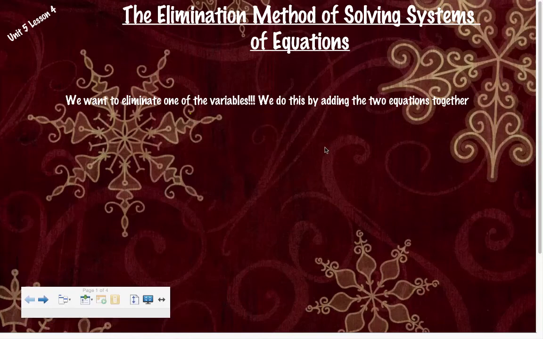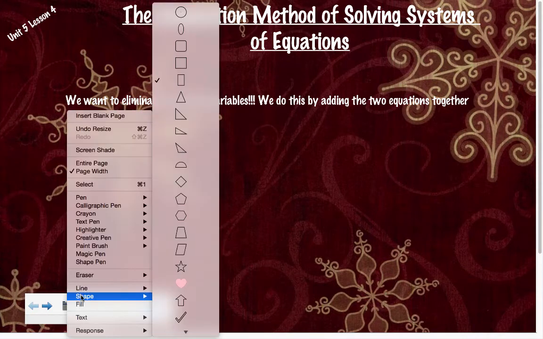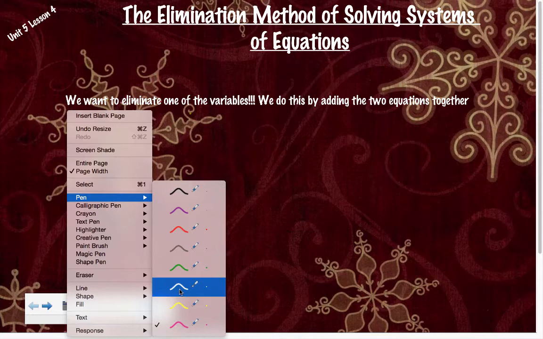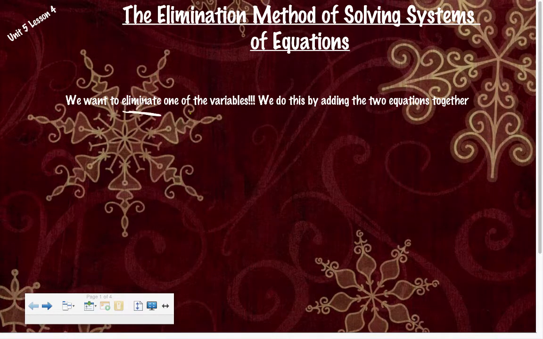Okay, in lesson 4 from unit 5, we're going to show you yet another way to solve a system of equations. This is called the elimination method because we want to eliminate, get rid of one of the variables. We can do this by adding the two equations together.